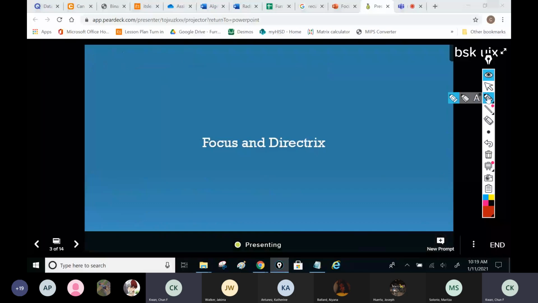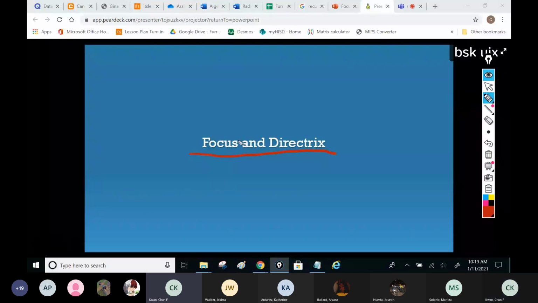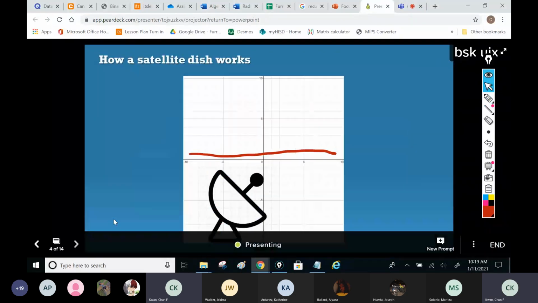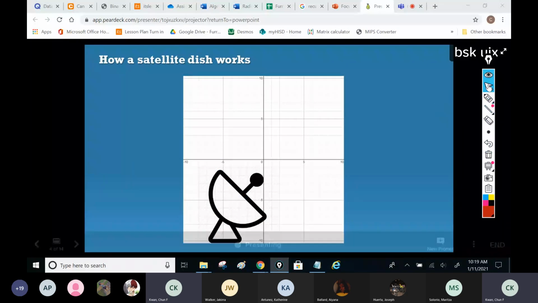So today we'll be talking about focus and directrix. Focus and directrix is very much related to the satellite dish that we just talked about. So let's take a look at how a satellite dish works. You don't have to write it down, but I do want you to just listen up.